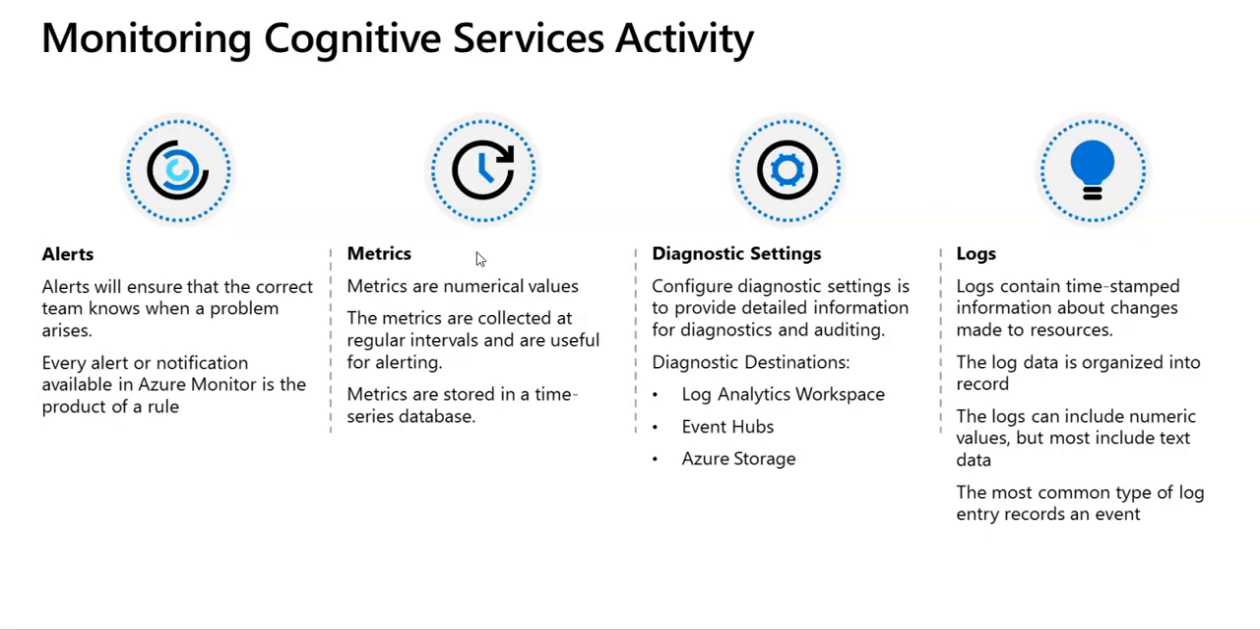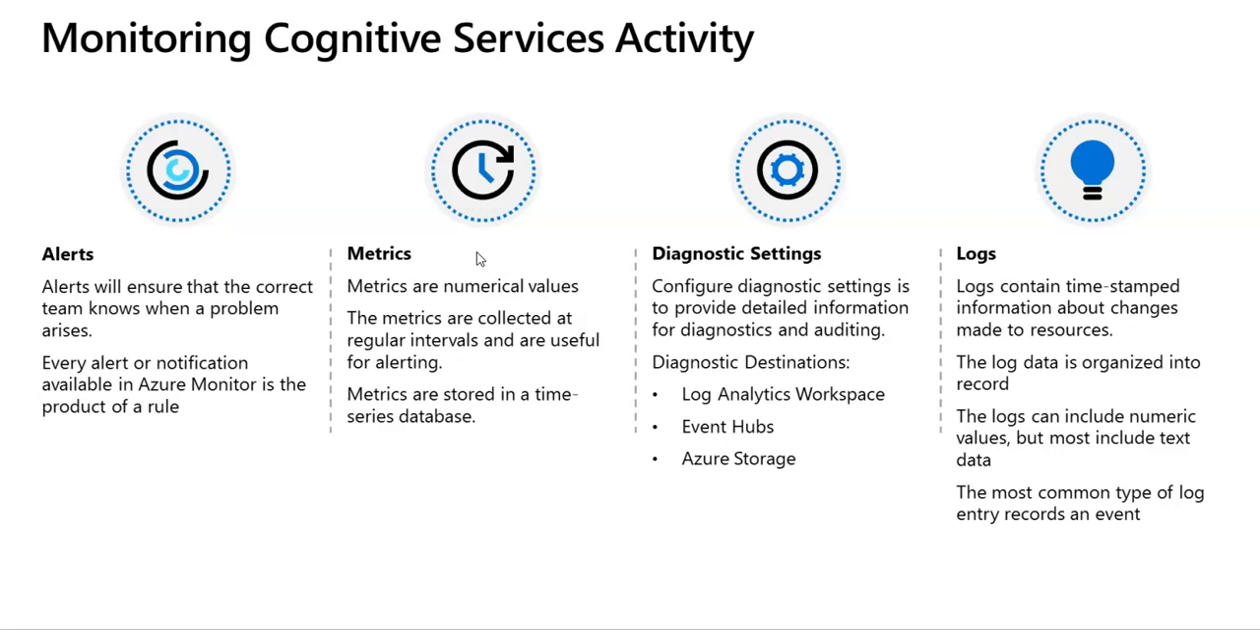Now let's talk about metrics. So metrics are numerical values that describe some aspect of a system at a point in time. Azure Monitor can capture metrics in real time. The metrics are collected at regular intervals and are useful for alerting because of frequent sampling. You can use a variety of algorithms to compare a metric to other metrics and observe trends over time.